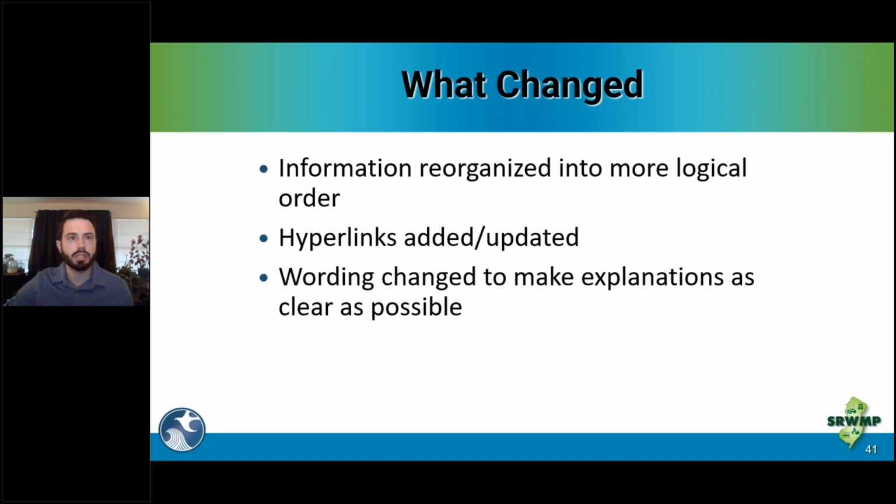So what's changed in these sections? Generally, we've added detail and reorganized information within and between sections into a more logical order. But overall, the information is still similar. For example, in the prior version, lab certification was only addressed in a subsection of Chapter 2's introduction. Lab certification now has its own section. More hyperlinks have been added to keep up with changing science mandates and regulations. We want to ensure that users of the guidance manual have access to the most real-time information as possible and provide up-to-date references and links. Some wording has been changed to make explanations as clear as possible.